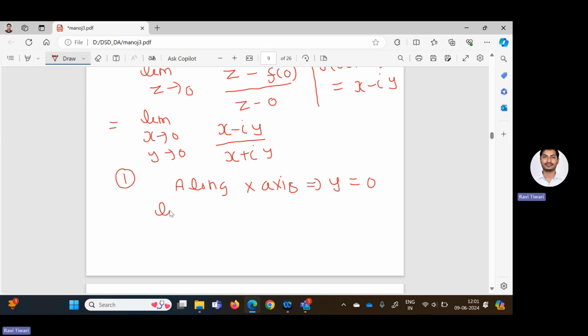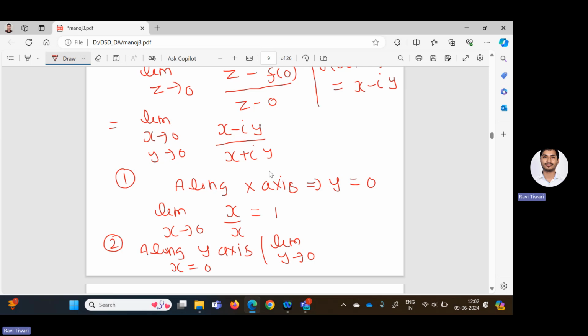So we can get here limit x tends to 0, because y is 0. Then we get x by x, which is equal to 1. Similarly, we can choose the limit along the y-axis. Along the y-axis, x should be 0. So in that case, we get limit y tends to 0. If x is 0, then we get minus iy by plus iy, which comes out to be minus 1. So what can we say?